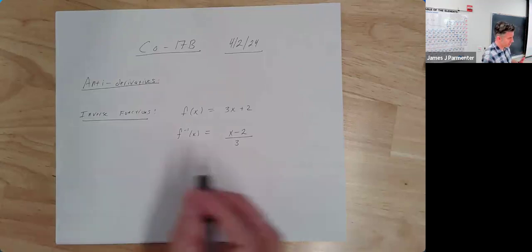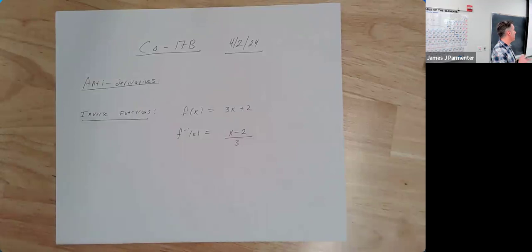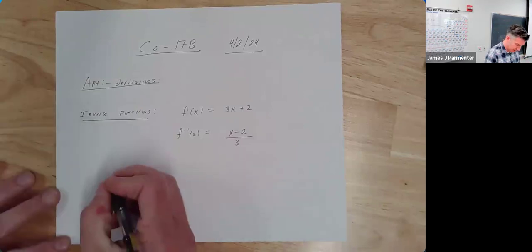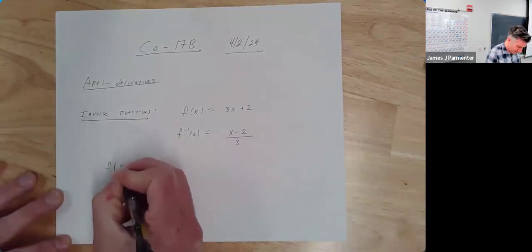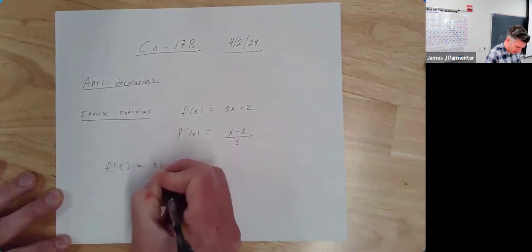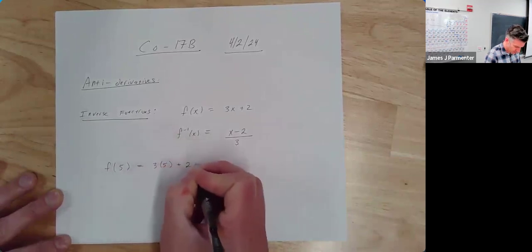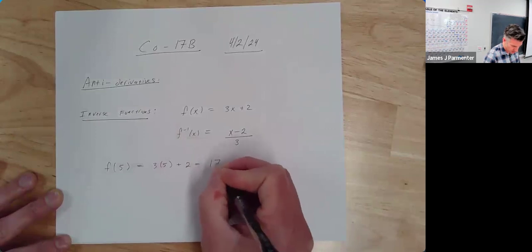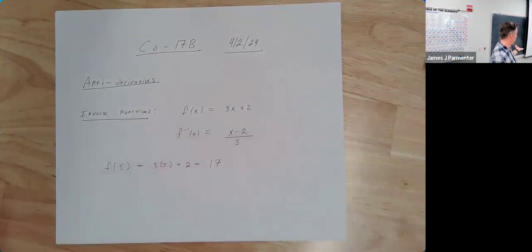And what I'm seeing with these two functions is they undo what the other one does. For example, f of 5 is equal to 3 times 5 plus 2, which is 15 plus 2, which is 17. So the function f takes an input of 5, gives an output of 17. The inverse function undoes that. It takes the output and gives back the input that you started with.